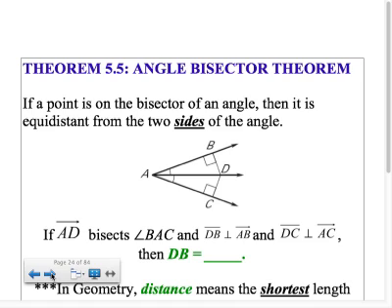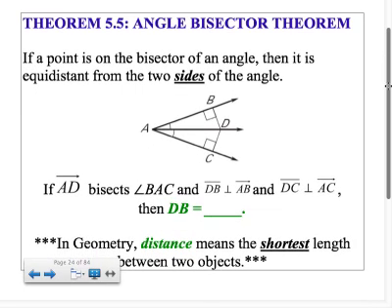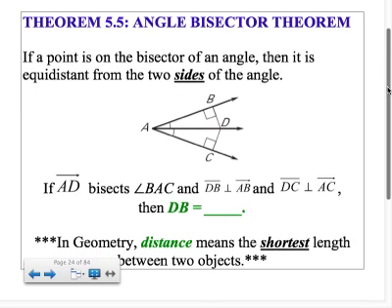So, the first theorem we're going to look at is called the angle bisector theorem. It's pretty straightforward. It very closely relates to the perpendicular bisector theorem we talked about in the previous video. If a point is on the bisector of an angle, then it is equidistant from the two sides of the angle. So in the diagram, point D lies on the angle bisector, therefore it is the same distance away from this side of the angle as it is from this side of the angle.